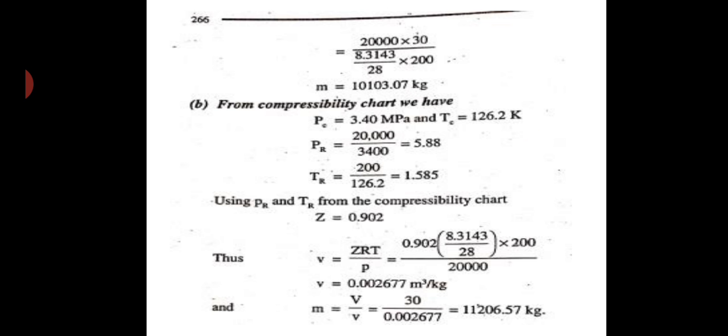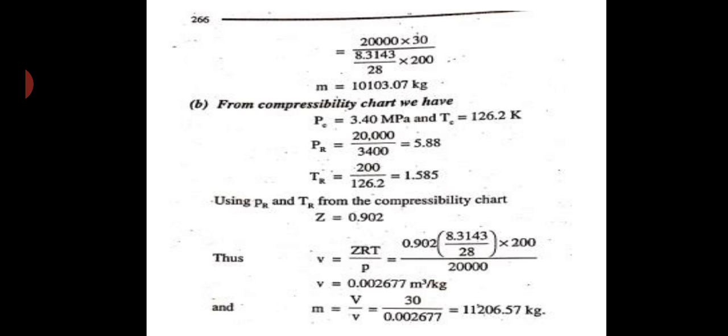P into V, divided by R, which is 8.3143 divided by 28. Nitrogen is N2, so 14 into 2 is 28. And T is 200 Kelvin. They have given the pressure, the volume and the temperature, and you know the molecular weight of nitrogen as 28. So you found the mass as 10,103 kilograms. This is using the ideal gas equation with the relation PV is equal to mRT directly.